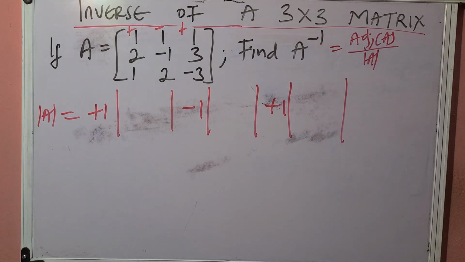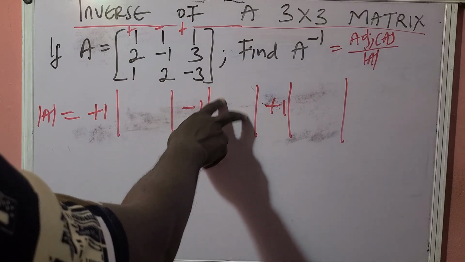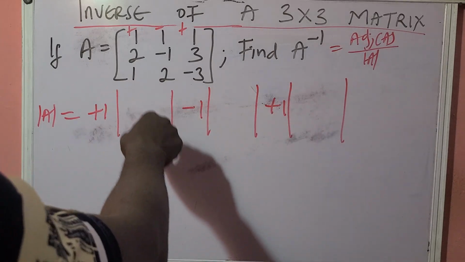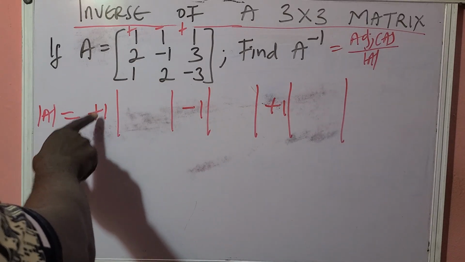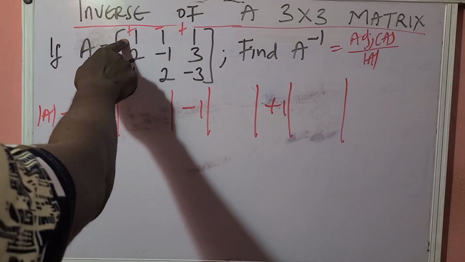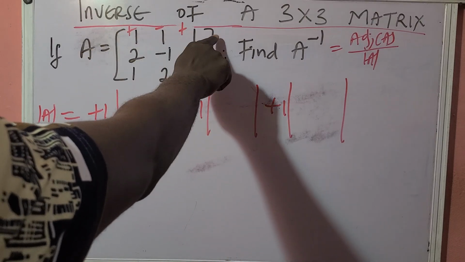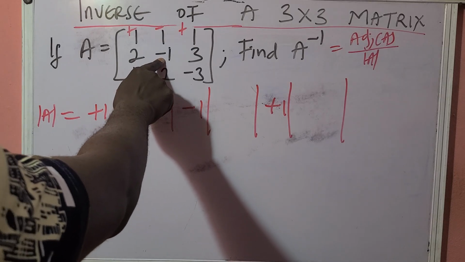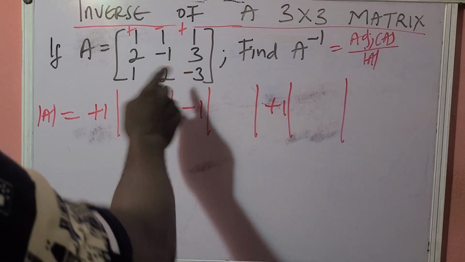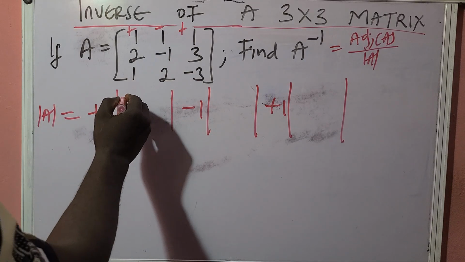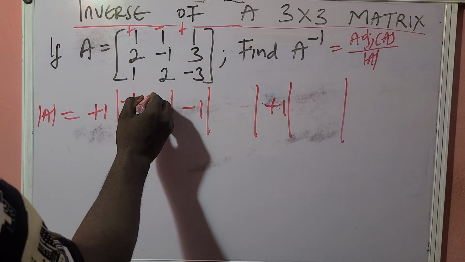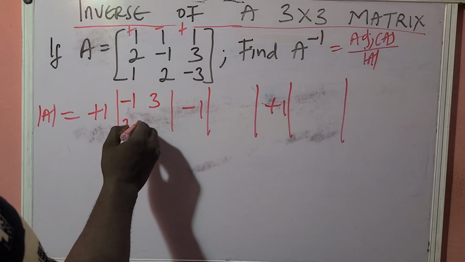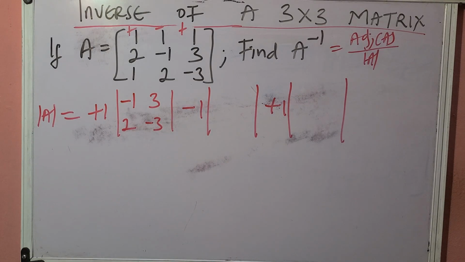To fill in the elements in these braces, which are determinant braces, you will go on to lock off. This is row 1 column 1. I will lock off the entirety of row 1 and the entirety of column 1. I will be left with minus 1, 3, 2, minus 3. Of course, as I said earlier, if you want to find out how to do this, you can go and check a video that dwelt more on the determinant of a 3 by 3 matrix.